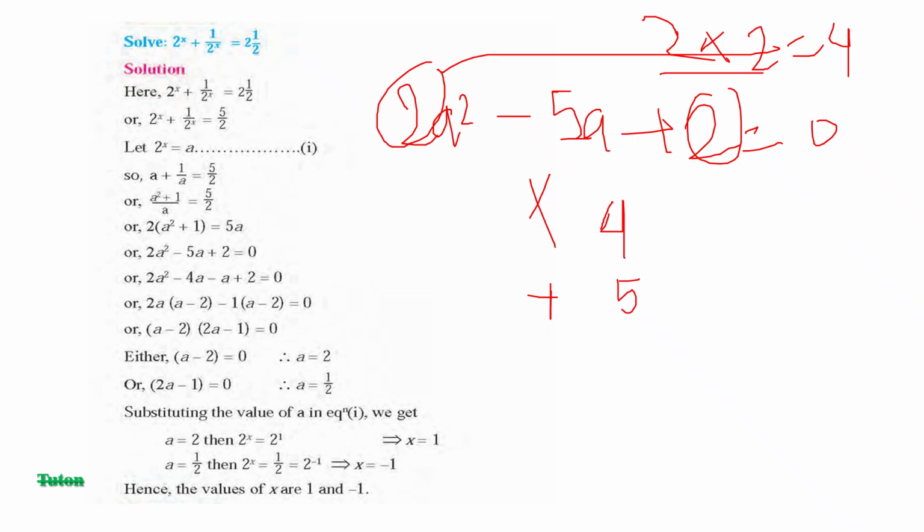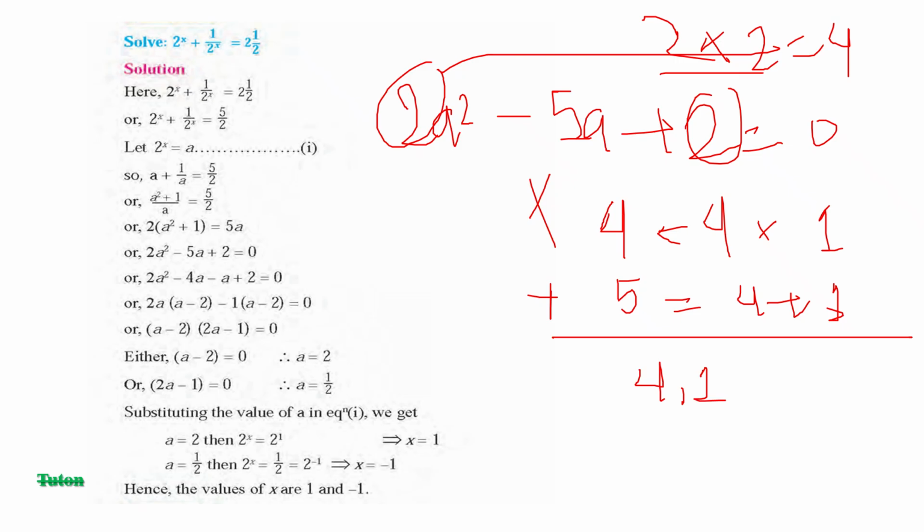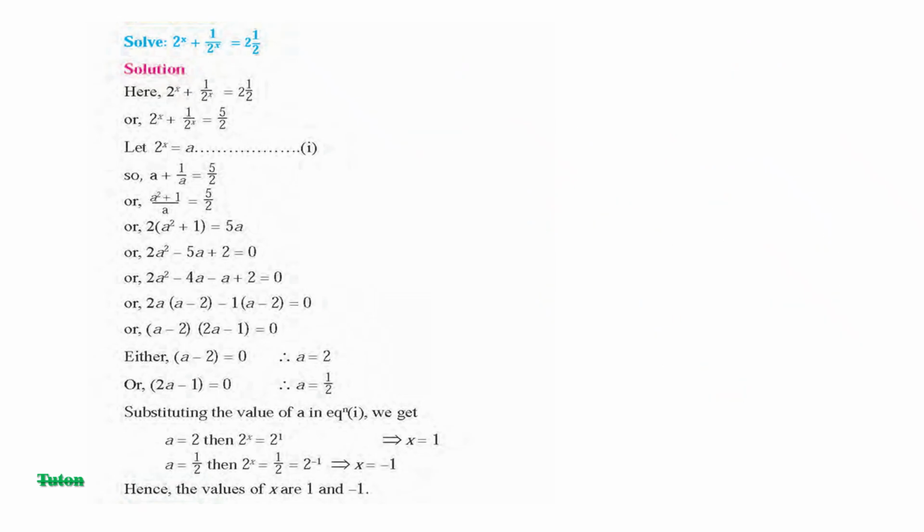Let us go on a hit and try method to identify these two numbers. Let us suppose these two numbers are 4 and 1. 4 and 1 on multiplication give 4, and 4 and 1 give 5 on addition. Here we have our two numbers, which are 4 and 1. Now we can further solve this quadratic equation as follows.